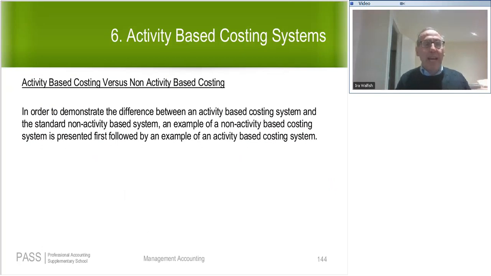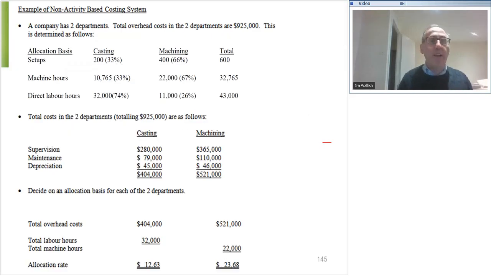What I'd like to do now, in order to clearly demonstrate how activity-based costing works, is contrast it with your traditional non-activity-based costing methodology. So I'm first going to give you an example of just your standard traditional non-activity-based costing system, and then we can contrast that with activity-based costing. I think you'll understand activity-based costing better if you have something to contrast it with, your traditional way of allocating overhead.